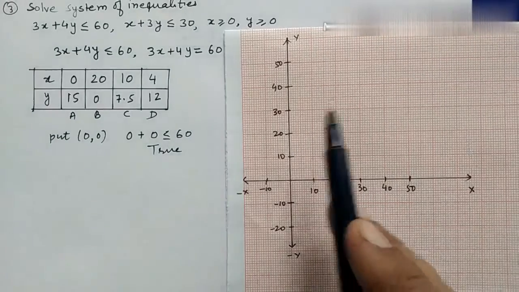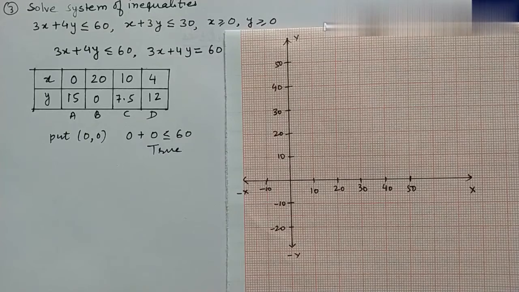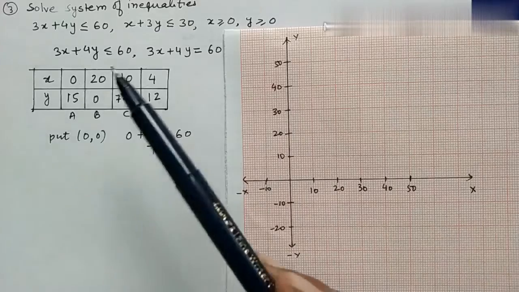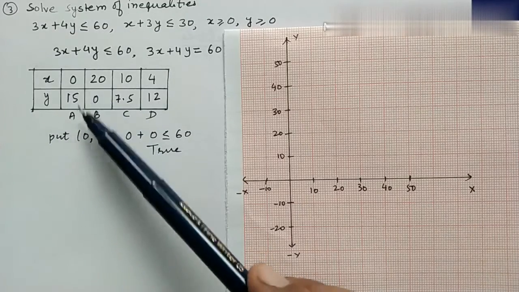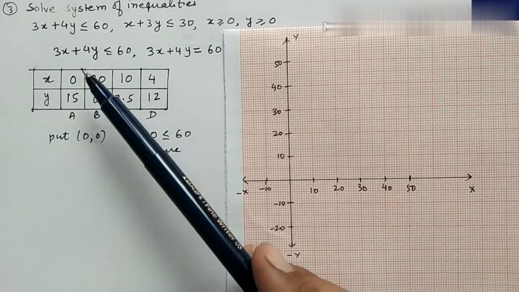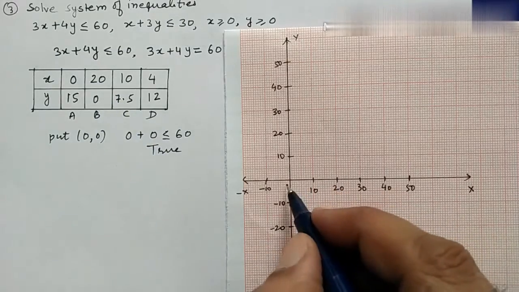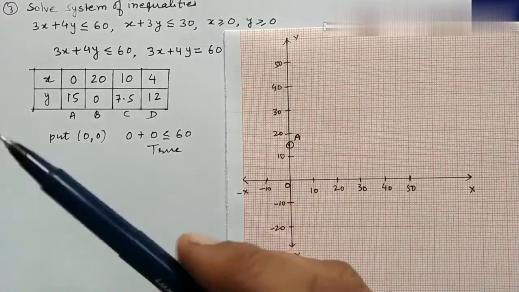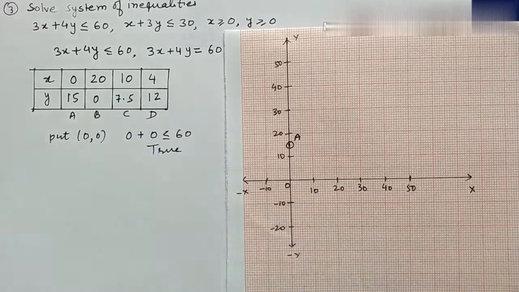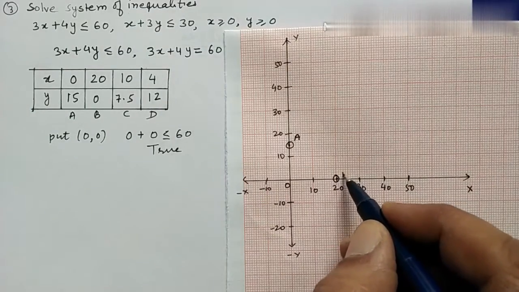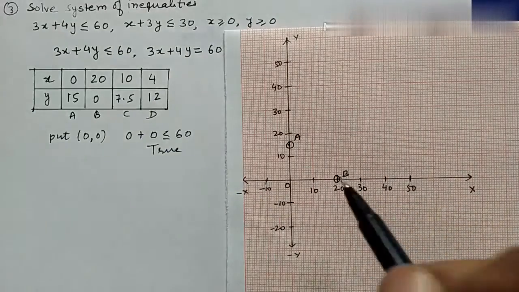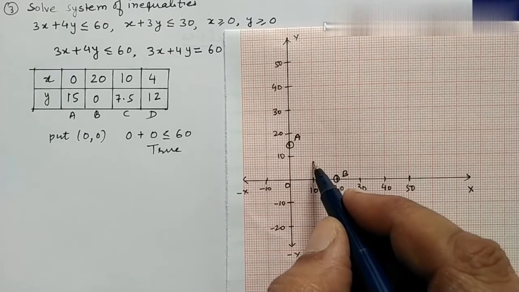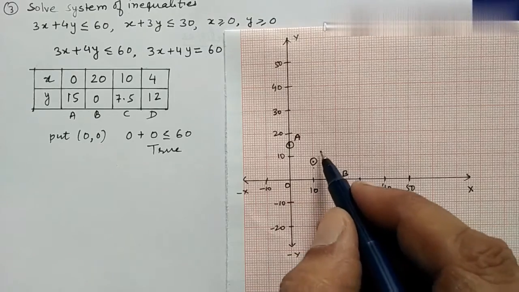Look here, first of all we prepare this graph. On this graph we take 1 centimeter equal to 10 units. Okay. Now the first point is A, which is 0 and 15; x is 0 and y is 15, so this is point A. The second is x is 20 and y is 0; this second point is B. Now x is 10 and y is 7.5, here 5, 6, 7, 7.5. This point is C.